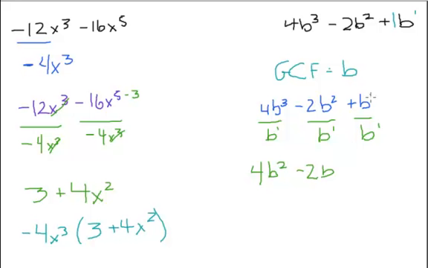And then I have b1 divided by b1, but I can't put nothing there, so I have to hold my place value, and I'm just going to add a 1 there. Okay, so I have 4b squared minus 2b plus 1. Then let's put it all together. Greatest common factor outside the bracket, b, times 4b squared minus 2b plus 1.